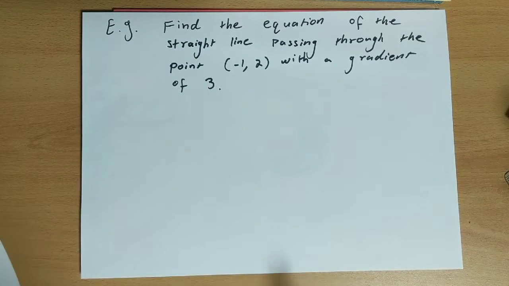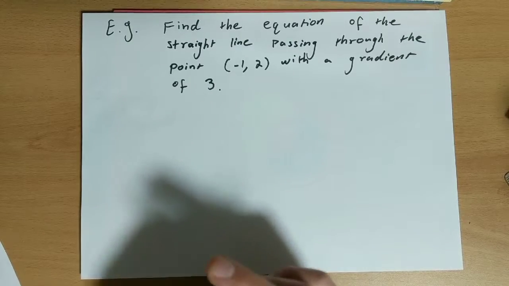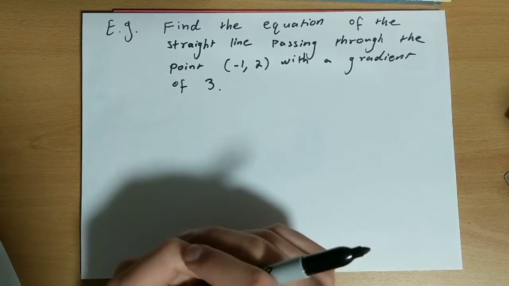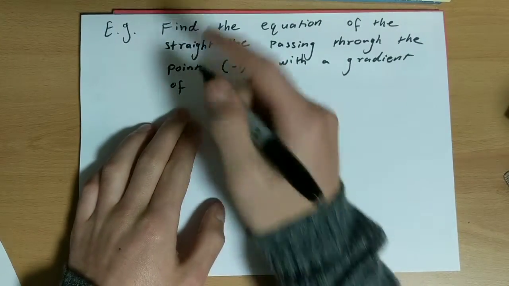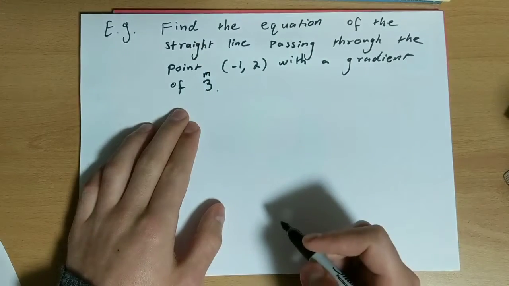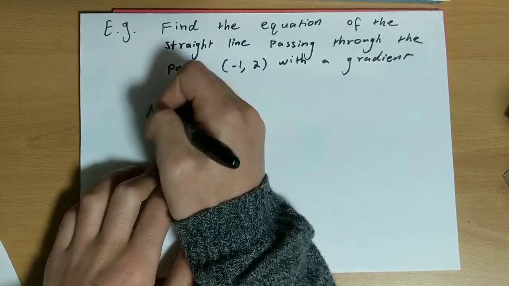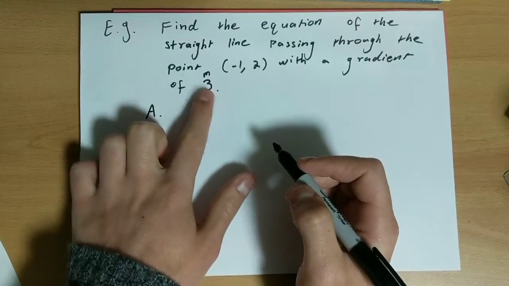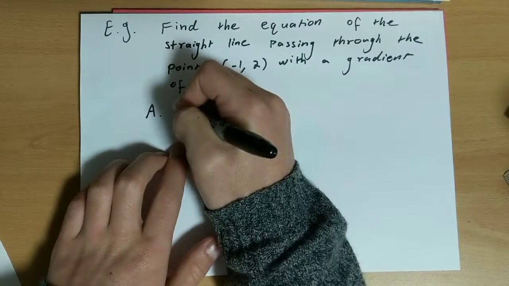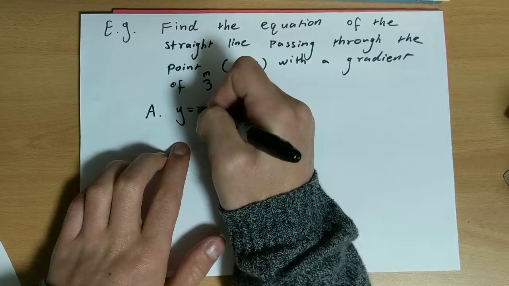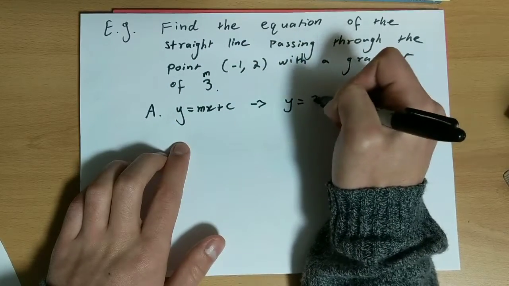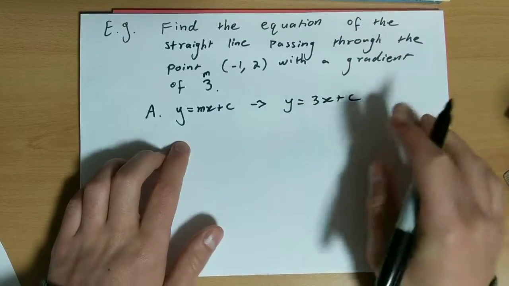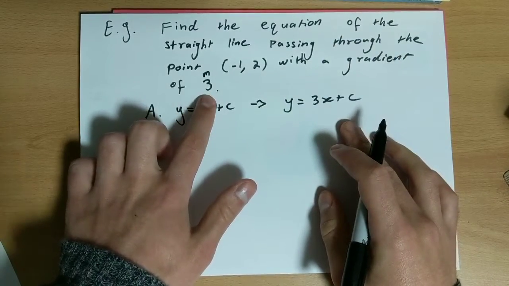So let's say I'm asked to find the equation of the straight line which passes through the point -1, 2, and has a gradient of 3. So it tells me I've got a gradient of 3, so that is my m value. So my first step is I know my m, so I'm just going to chuck that straight into my equation. So if y equals mx plus c, I know that y equals, in this case, 3x plus c, because the question told me that m was 3.